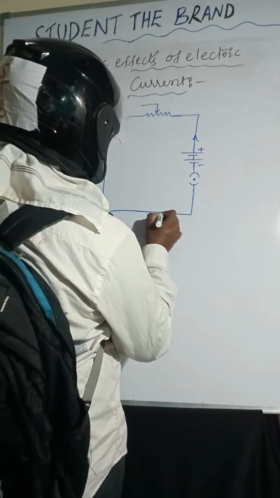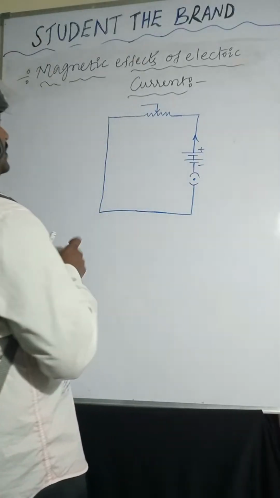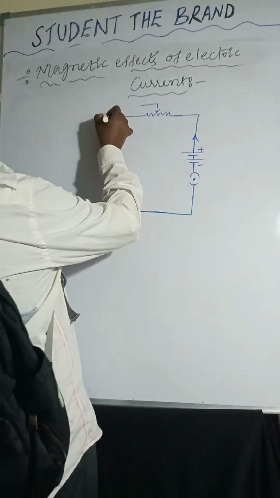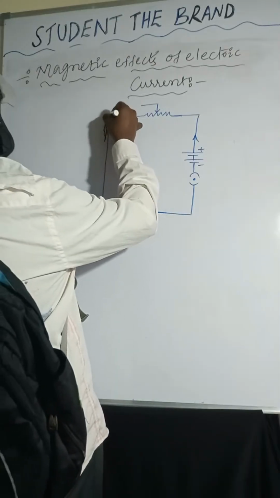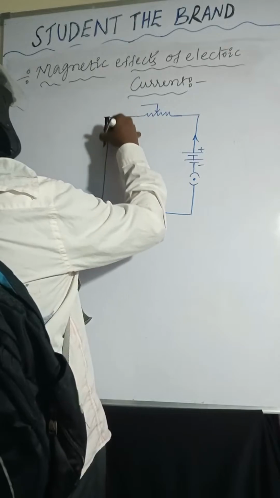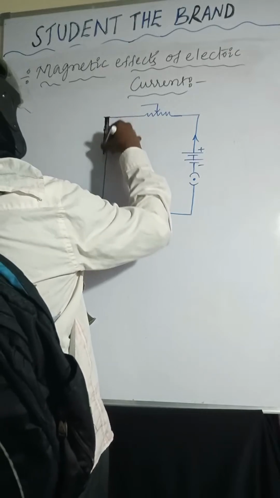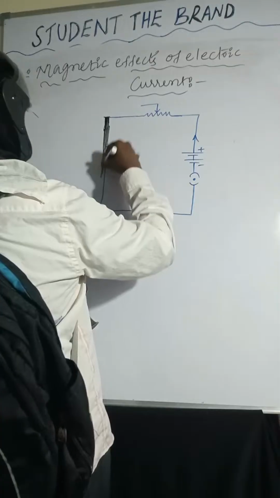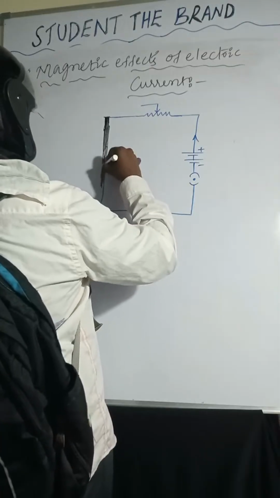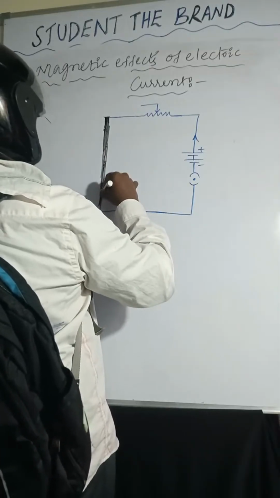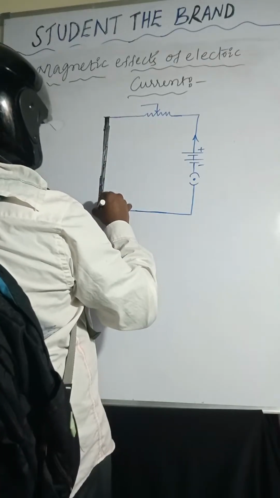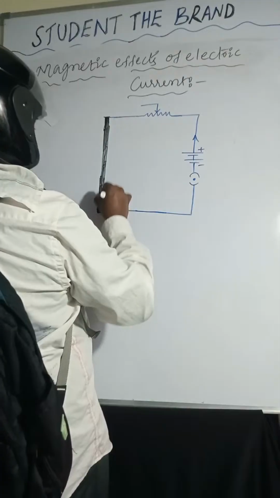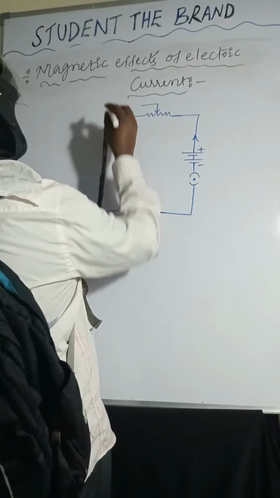So here is the thick copper wire. I'm taking this thick copper wire, and current is passing through it. We'll discuss one by one. There are two points related to this, and I'll explain the concepts in depth.